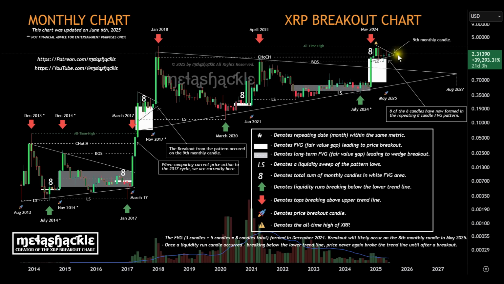As of the current time, price is still below the all-time high that was set right here, breaking the previous high. Looking back on the previous pattern, the all-time high was right here, was broken by this candle, to which price then fell back down below before breaking through.